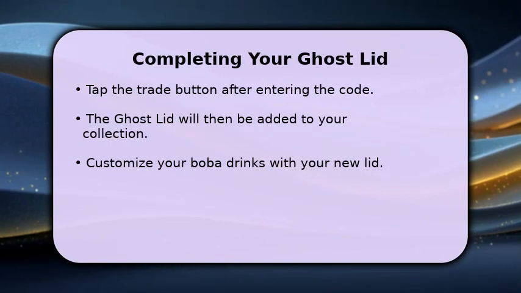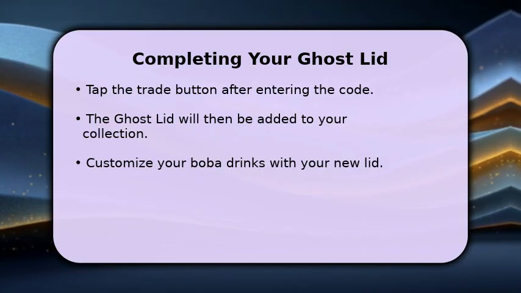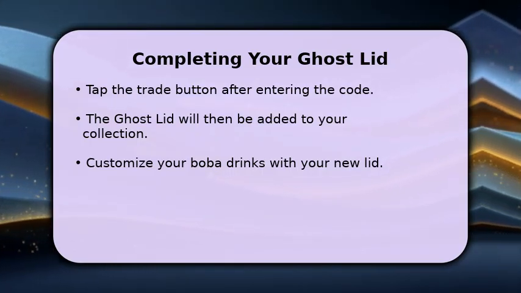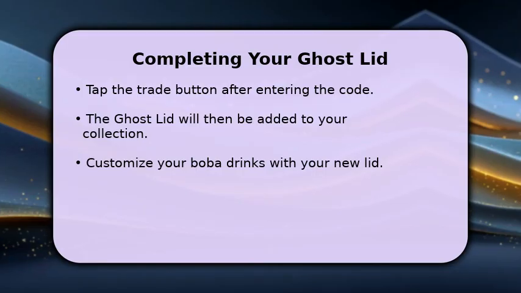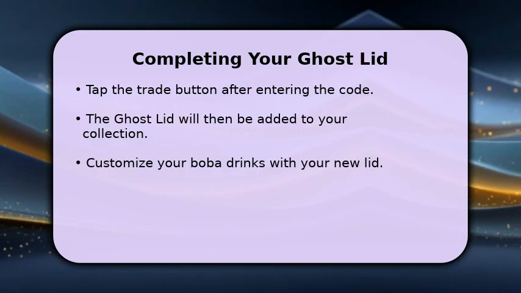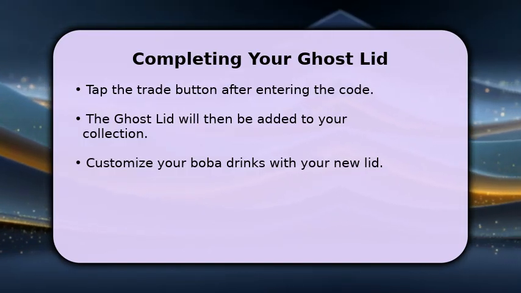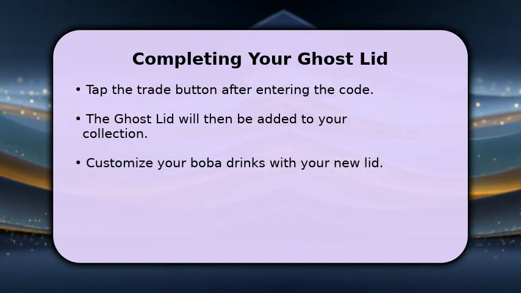Once you have accurately entered the 5111 code for the honeys, simply tap the trade button at the merchant's cart. Your new ghost lid will then be successfully crafted and immediately added to your inventory. You can now access it through the shopping cart icon under the Lids tab. Use this unique lid to enhance your boba drinks and attract many more customers to your thriving shop.